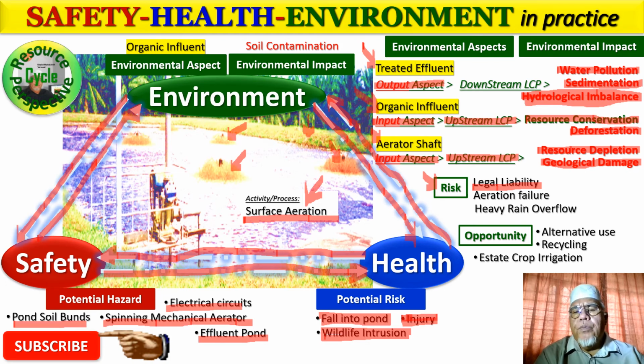Correct me if I'm wrong. So there is associated what they call legal responsibility. And another risk is aeration failure. And when aeration fails, I think you understand what would happen. There is not enough dissolved oxygen in the effluent, thereby affecting the aerobic breakdown of organics by aerobic bacteria.